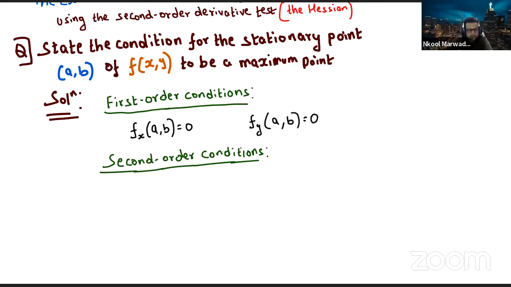So for the second order condition, let us see how to do that. For this, we have to do the double derivative.